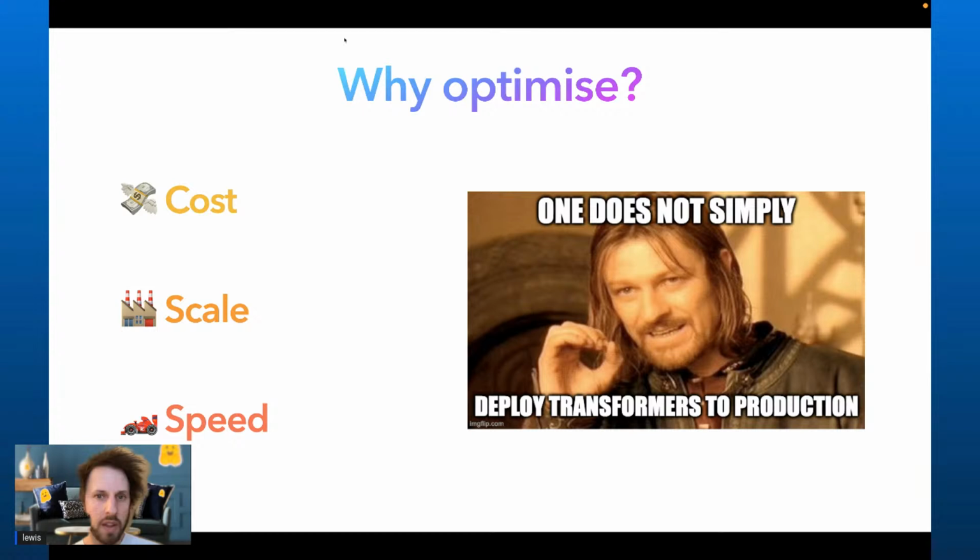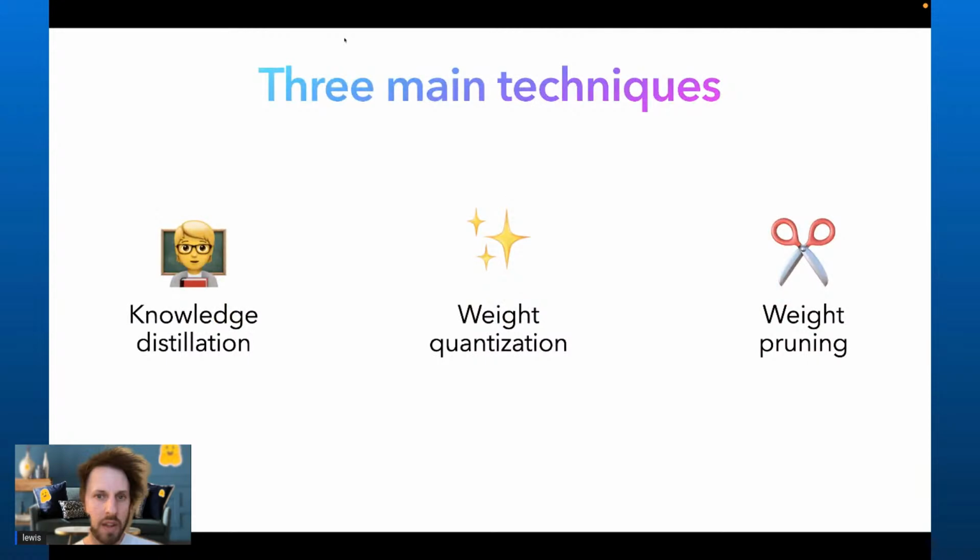So these are the motivations of why we should even optimize models in the first place. There are 3 main techniques that I'll touch on briefly in the slides, and then we'll dive into some code.